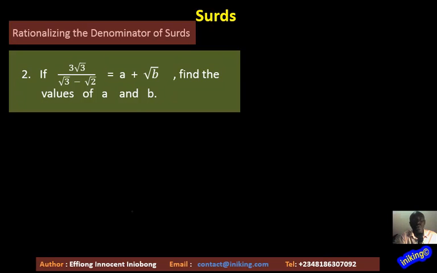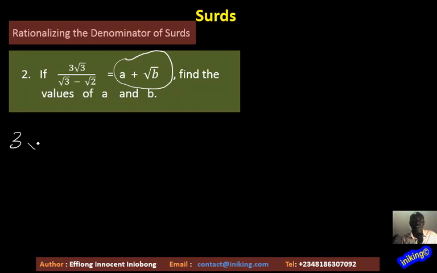Question number 2. We are asked to simplify this. We are going to rationalize this, but we have been told that when we rationalize this, we should try and express it in this form: a plus root of b. So let's set out to rationalize this.